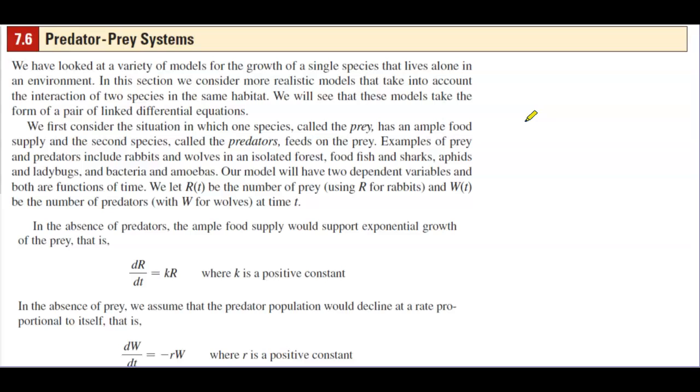We first consider the situation in which one species, called the prey, has an ample food supply, and the second species, called the predators, feeds on the prey. Examples of prey and predators include rabbits and wolves in an isolated forest, fish and sharks, aphids and ladybugs, and bacteria and amoebas. Our model will have two dependent variables, and both are functions of time.